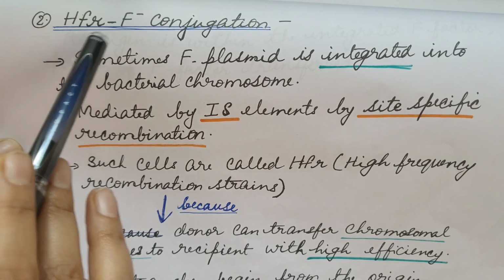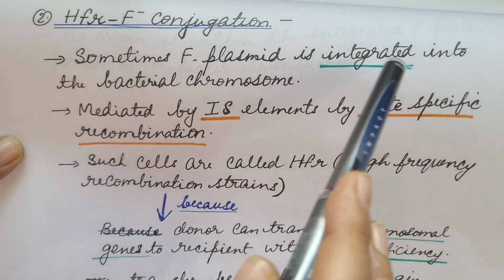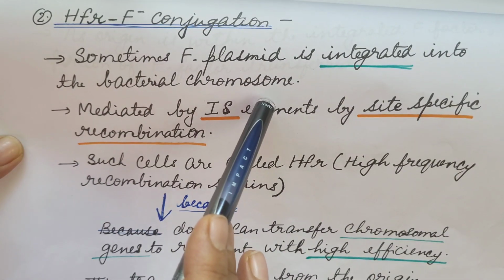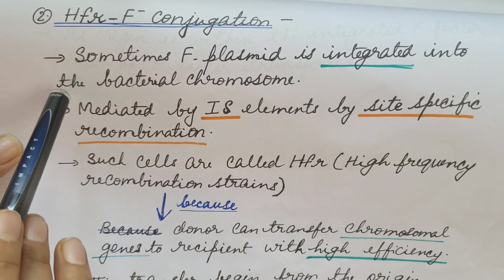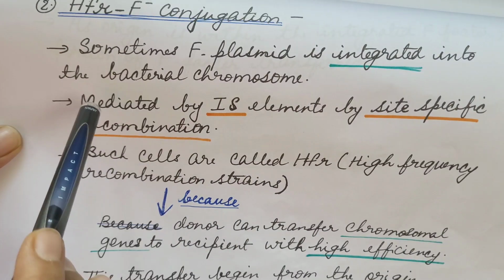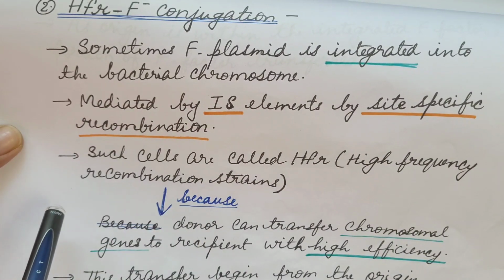Now second is HFR F minus conjugation. Sometimes F plasmid is integrated into the bacterial chromosome, which we have already discussed earlier. And this integration is mediated by IS elements by site-specific recombination.